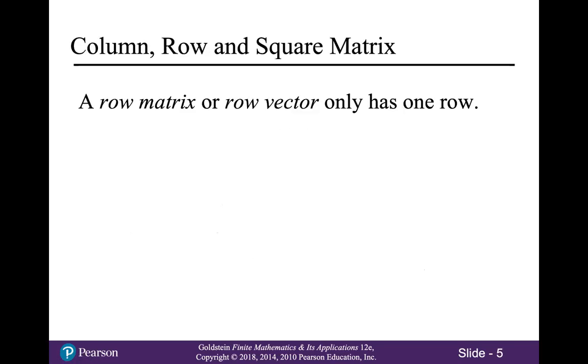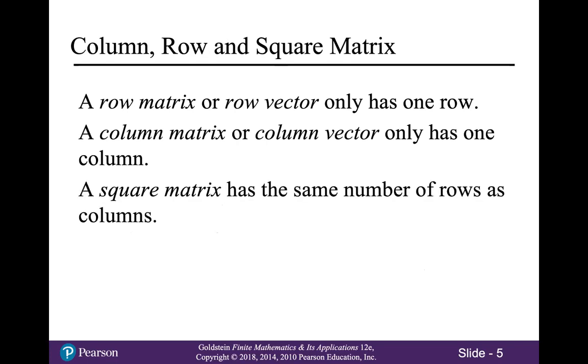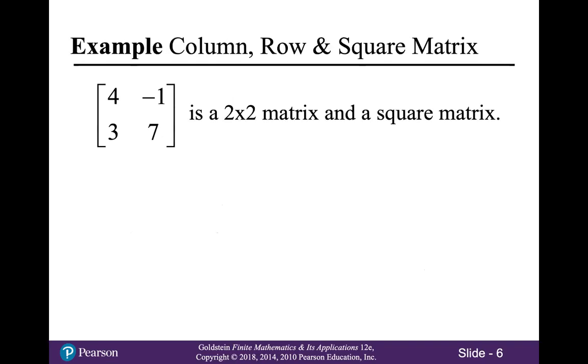A row matrix or row vector only has one row. A column matrix or column vector only has one column. A square matrix has the same number of rows as columns, so that's a pretty logical name for that. So this matrix is a 2 by 2 matrix, which makes it a square matrix. It has 2 rows and 2 columns.